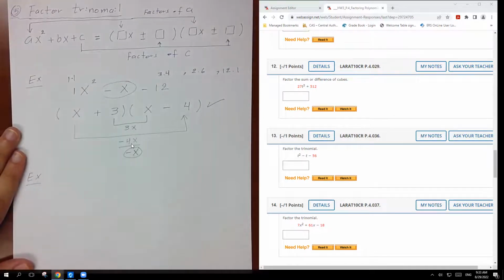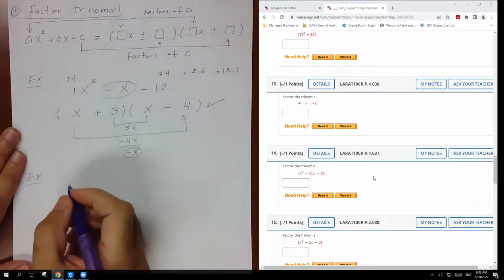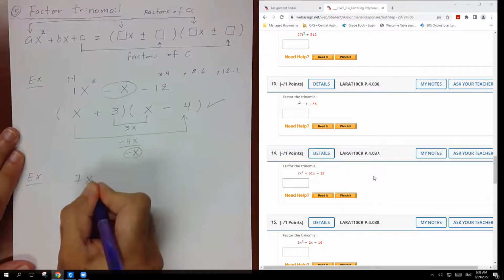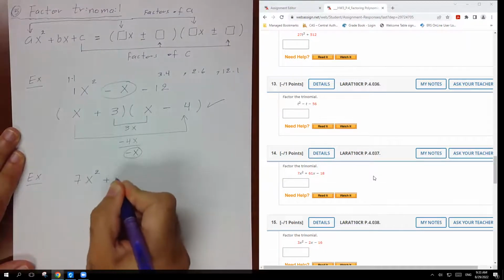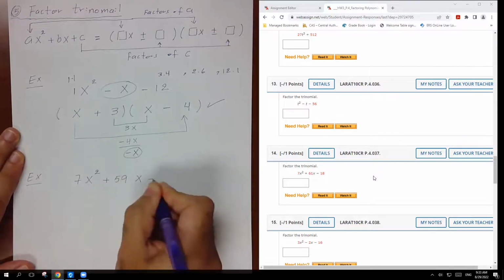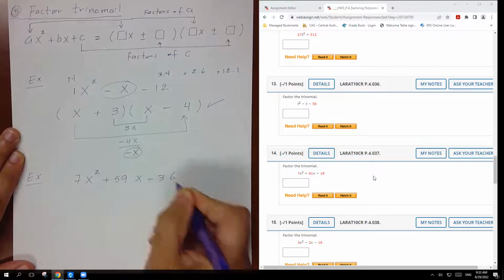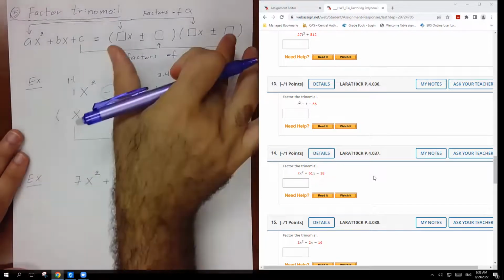This one is similar to this one. 7x squared plus 59x minus 36. So again, we're going to start from using this rule.